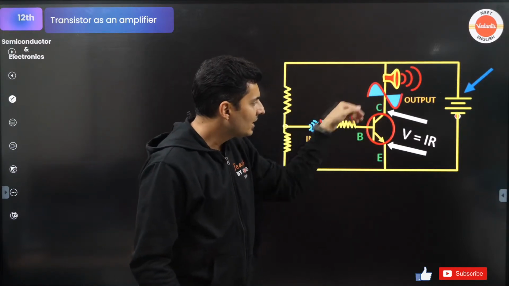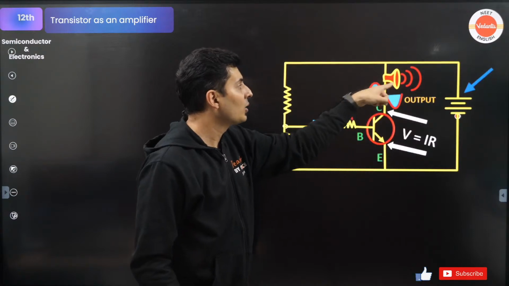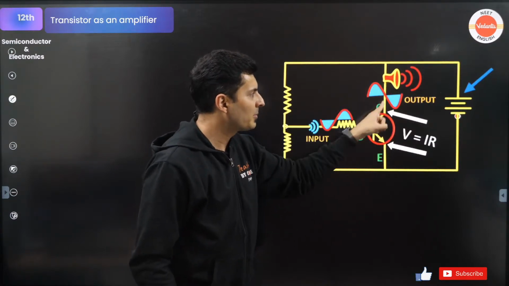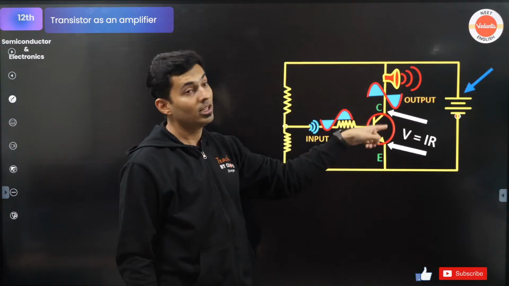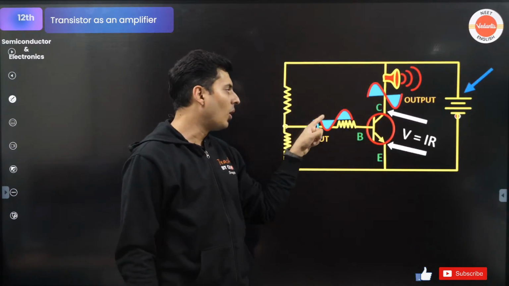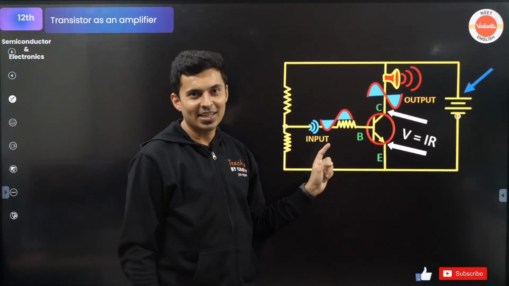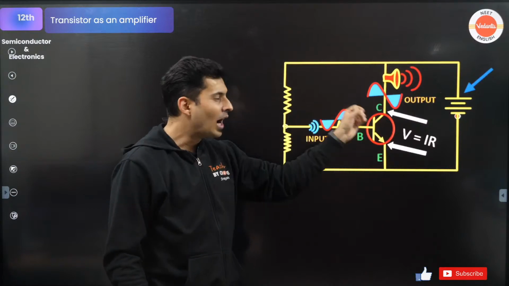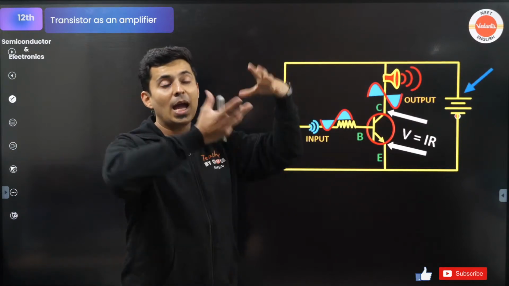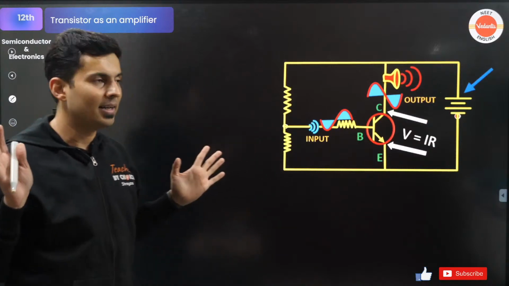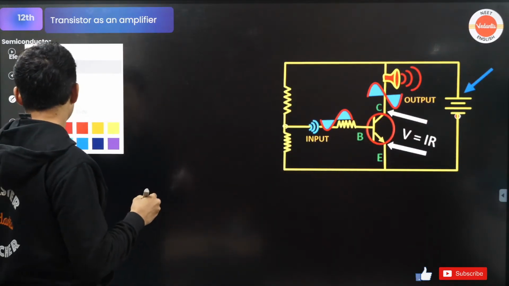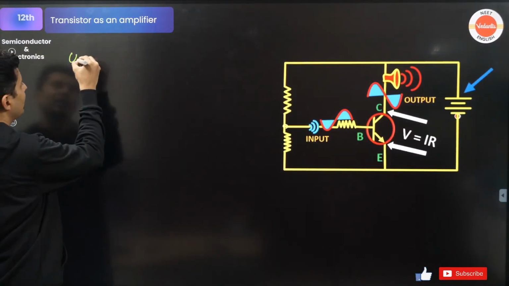And you can see there is a speaker here. Where is the speaker connected? To the collector, right? So a small change here will create a large change here. A small current will create a large current here. Input is small, output is large. So it has amplified the current. That's all, guys.